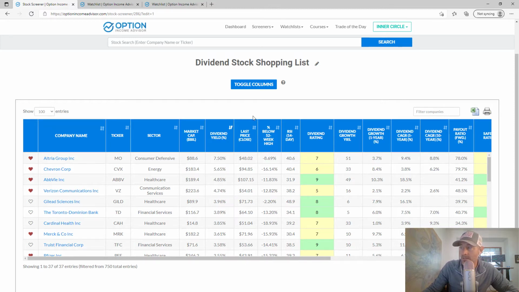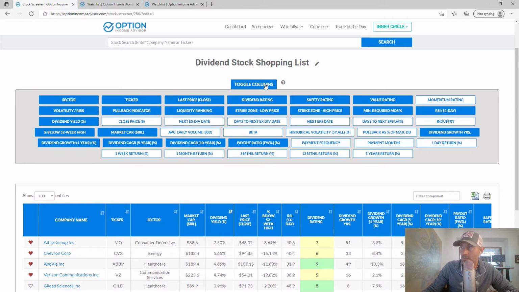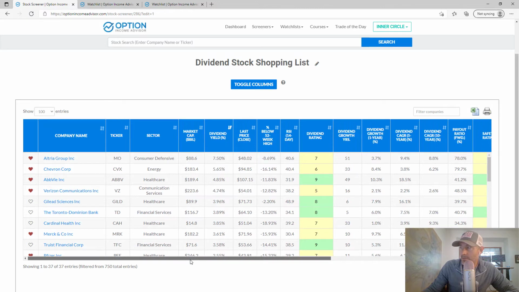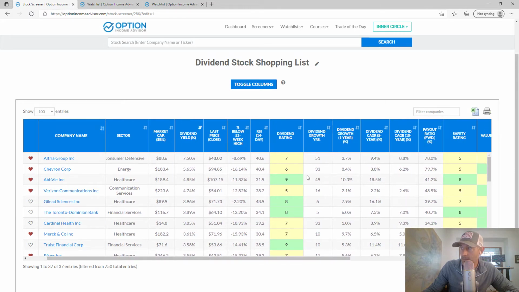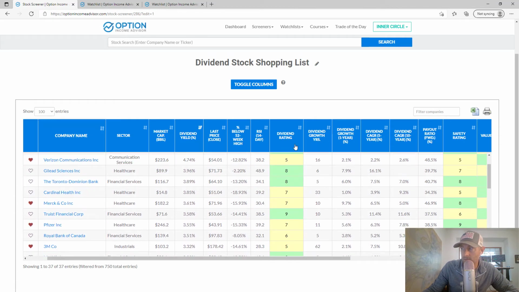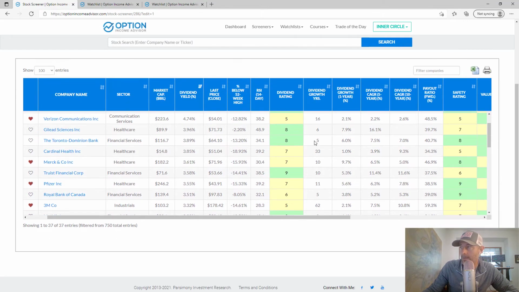And so you can see the way I've kind of got this table set out, and if you're a member, you can move these around and customize this for you, and you can toggle the different columns and stuff. But what I've done here is I've got the dividend rating here, and you can see it's all either yellow or green. So you could sort by that if you wanted to.